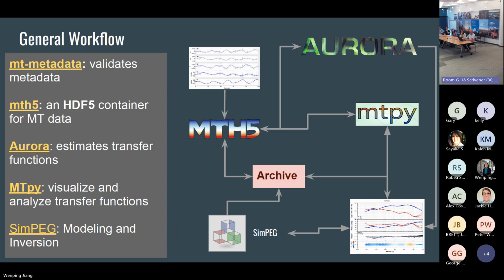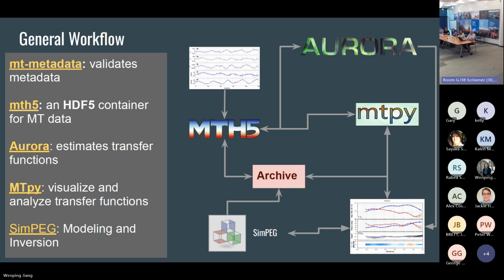We built a general workflow going from time series to transfer functions. There's a couple of open source packages that are actively being developed. So one is MT metadata, and I'll talk about that in a minute. The importance of that package is that it validates your metadata for time series and transfer functions. The main data container here for time series, transfer functions, and even Fourier coefficients is what's called an MTH5.